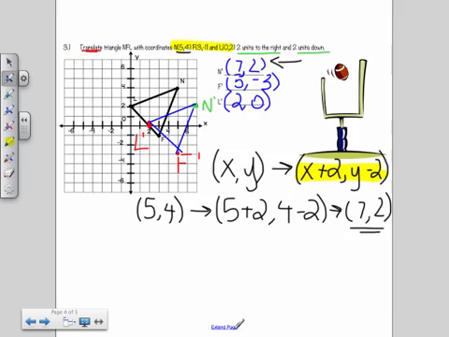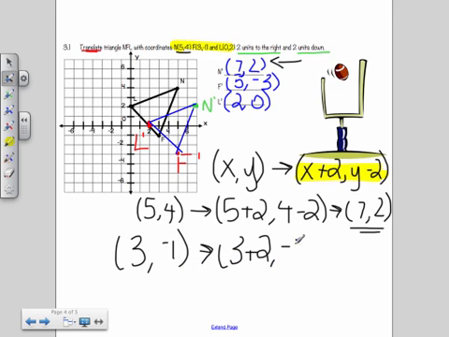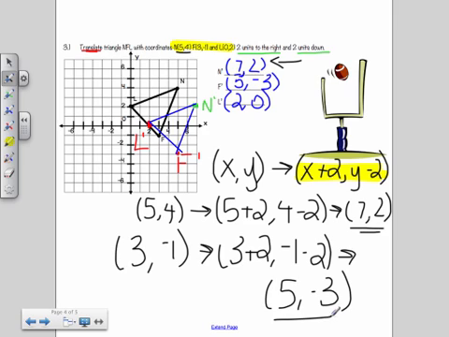Let's try it with one more example. So let's try it with the f. So if the f was 3, negative 1, this turns into 3 plus 2, and then negative 1 minus 2, which turns into 5, negative 3, which is exactly what we got for f prime right here.